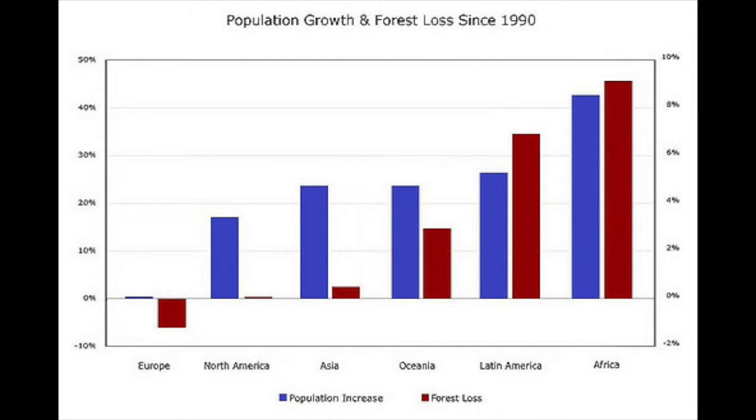However, this is not the case with other continents such as Oceania, Asia, North America, and Europe. Oceania, Asia, and North America each have had growth in population, but a very small rise in deforestation. Europe has had an increase of population by 1%, but a deforestation rate of negative 1%.